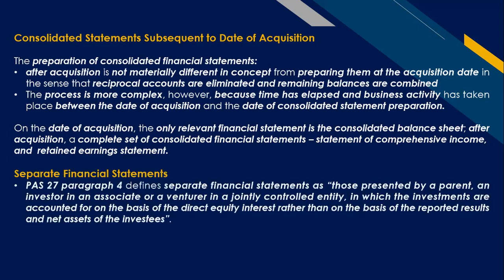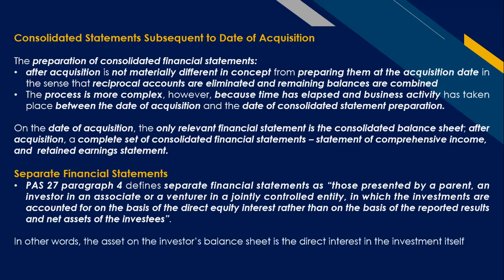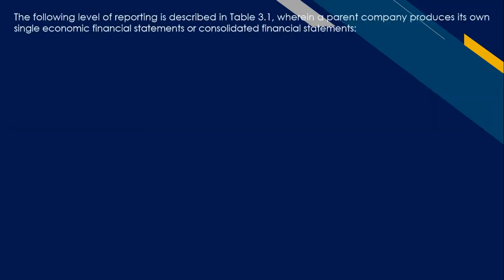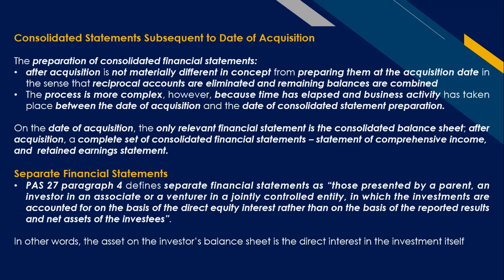Separate financial statements. PAS 27, paragraph 4, defines separate financial statements as those presented by a parent, an investor in an associate, or a venturer in a jointly controlled entity in which the investments are accounted for on the basis of the direct equity interest rather than on the basis of the reported results and the net assets of the investees. In other words, the asset on the investor's balance sheet is the direct interest in the investment itself.